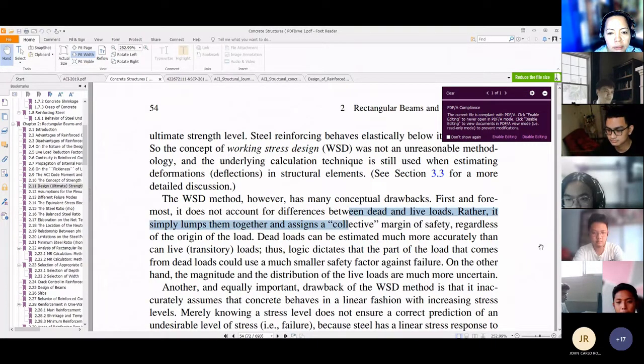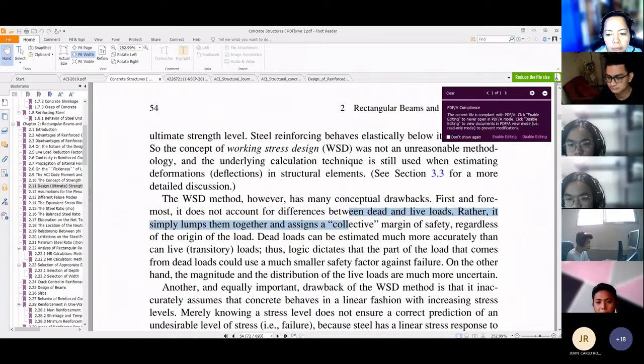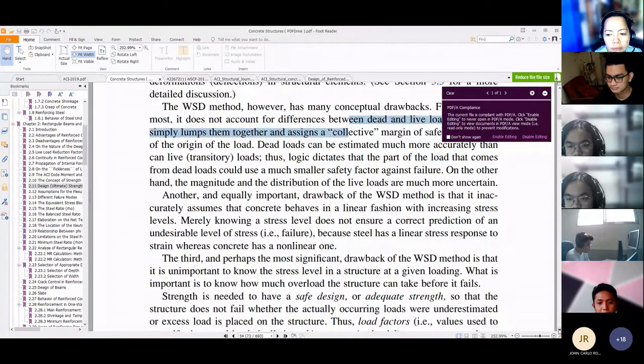Okay, so in the WSD, they do not consider the difference between the dead loads and the live loads. Another drawback of the working stress design method is that it inaccurately assumes that the concrete will behave in a linear fashion with an increasing stress level.